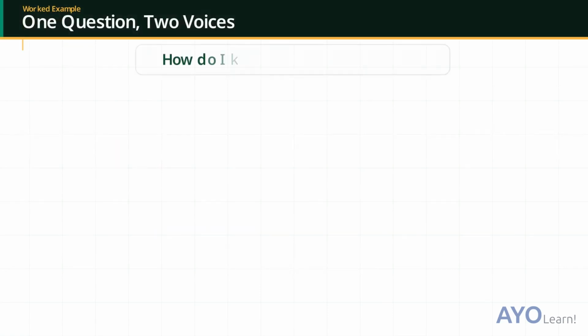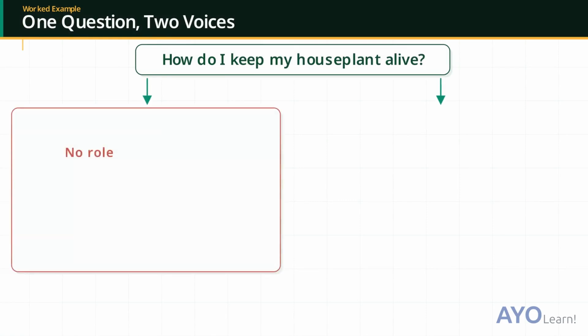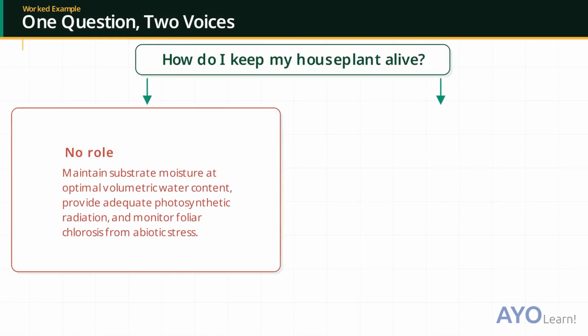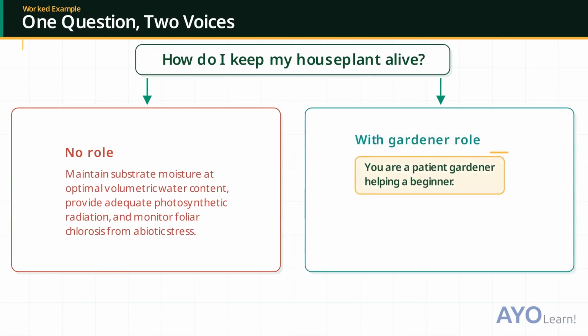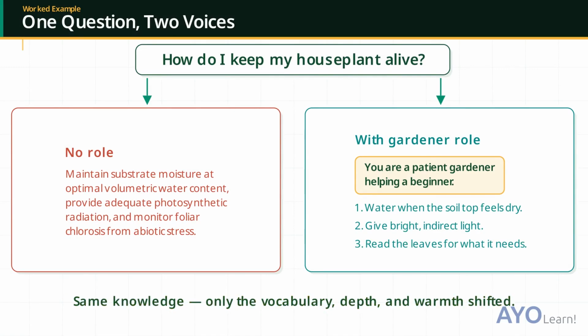The question is identical. How do I keep my houseplant alive? With no role, the answer drowns a beginner in jargon. But add the patient gardener role, and those same facts become 3 gentle, easy steps. The knowledge itself is unchanged. Only the vocabulary, the depth, and the warmth quietly shifted.